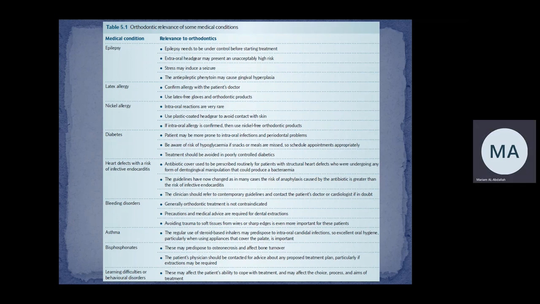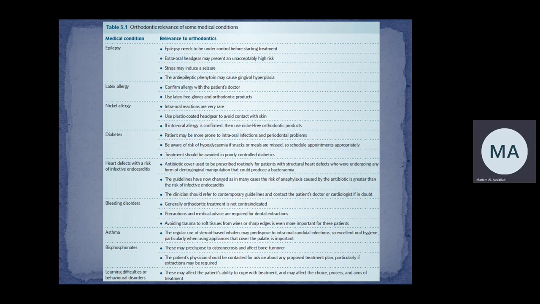Latex allergy, nickel allergy. Nickel allergy is relevant to us because we use nickel titanium wires and other materials where nickel is part of it. Sometimes we need to use alternatives, and we need to check with the physician and get a consultation first. With diabetic patients, it's important to get the condition under control and maintain excellent oral hygiene. With heart defects with the risk of infective endocarditis, we need to look for the guidelines, especially since they get updated really frequently, and consult with their physician.